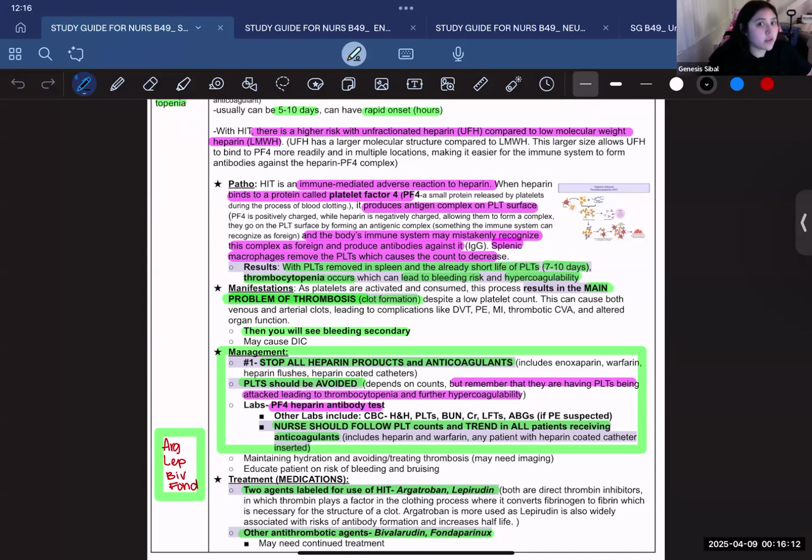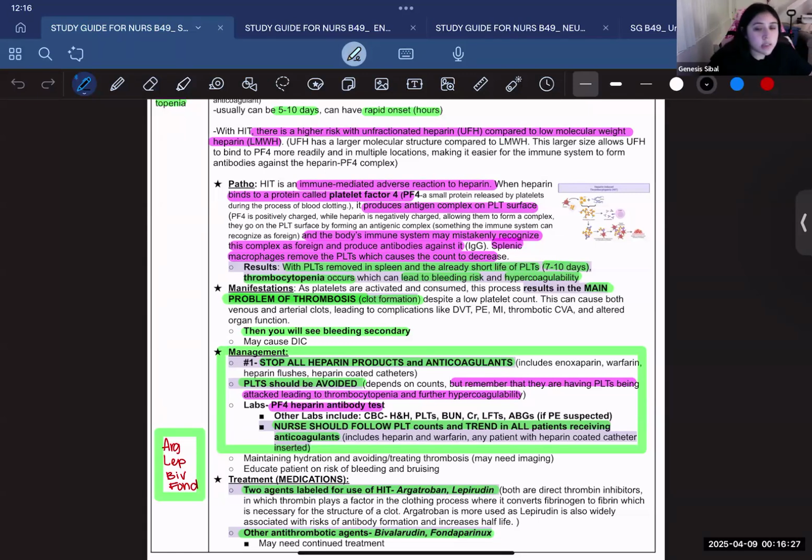And so obviously, if you have low platelets, you have to be worried about your bleeding risk and also the hypercoagulability effects after. So manifestations, as platelets are activated and consumed, you can have a main problem of thrombosis, of clot formation.